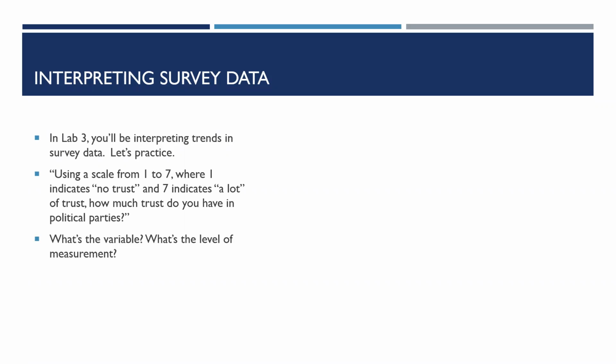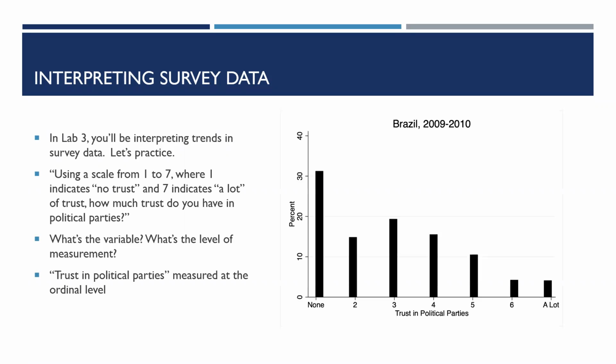All right, so in this data, the Latin American Public Opinion Project asked respondents about their trust in a variety of different political institutions, one of which is political parties. All these questions have the same response scale. They'll ask people, on a scale from 1 to 7, where 1 means absolutely no trust and 7 means a lot of trust, tell me how much trust you have in political parties in this case.